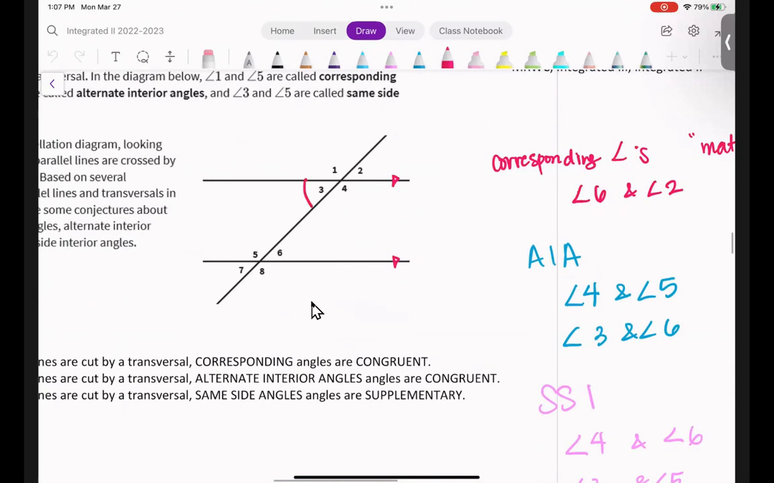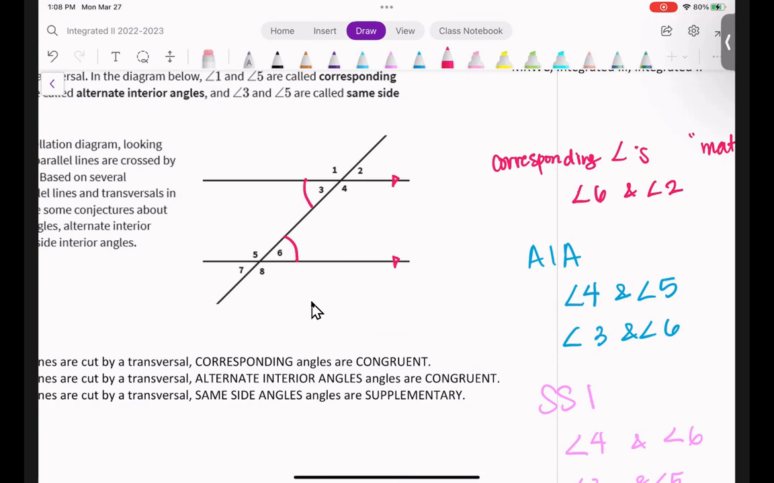What is it called? Angle 3 and angle 6. What are angle 3 and angle 6 called? Yeah, very good. Alternate interior angles. And what do you know about them if those lines are parallel? If those lines are parallel, what do you know about angle 3 and angle 6?